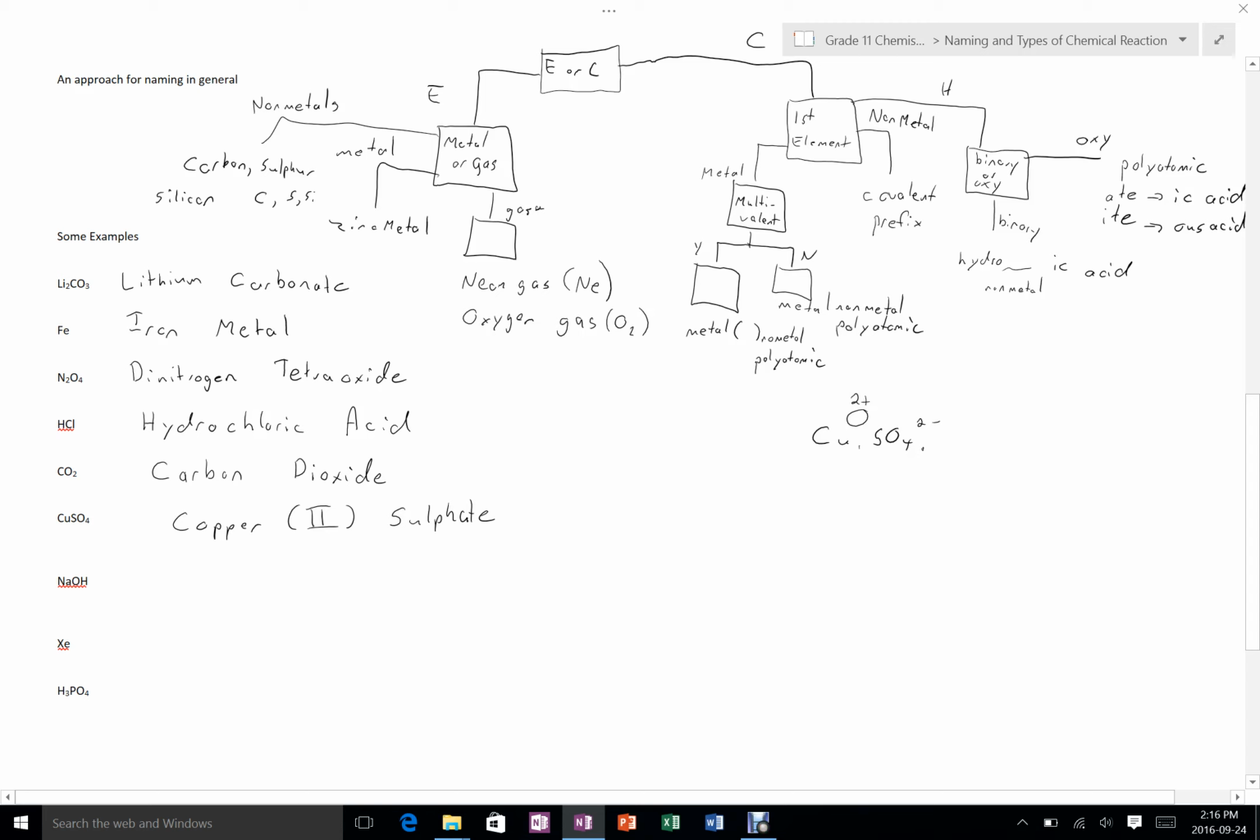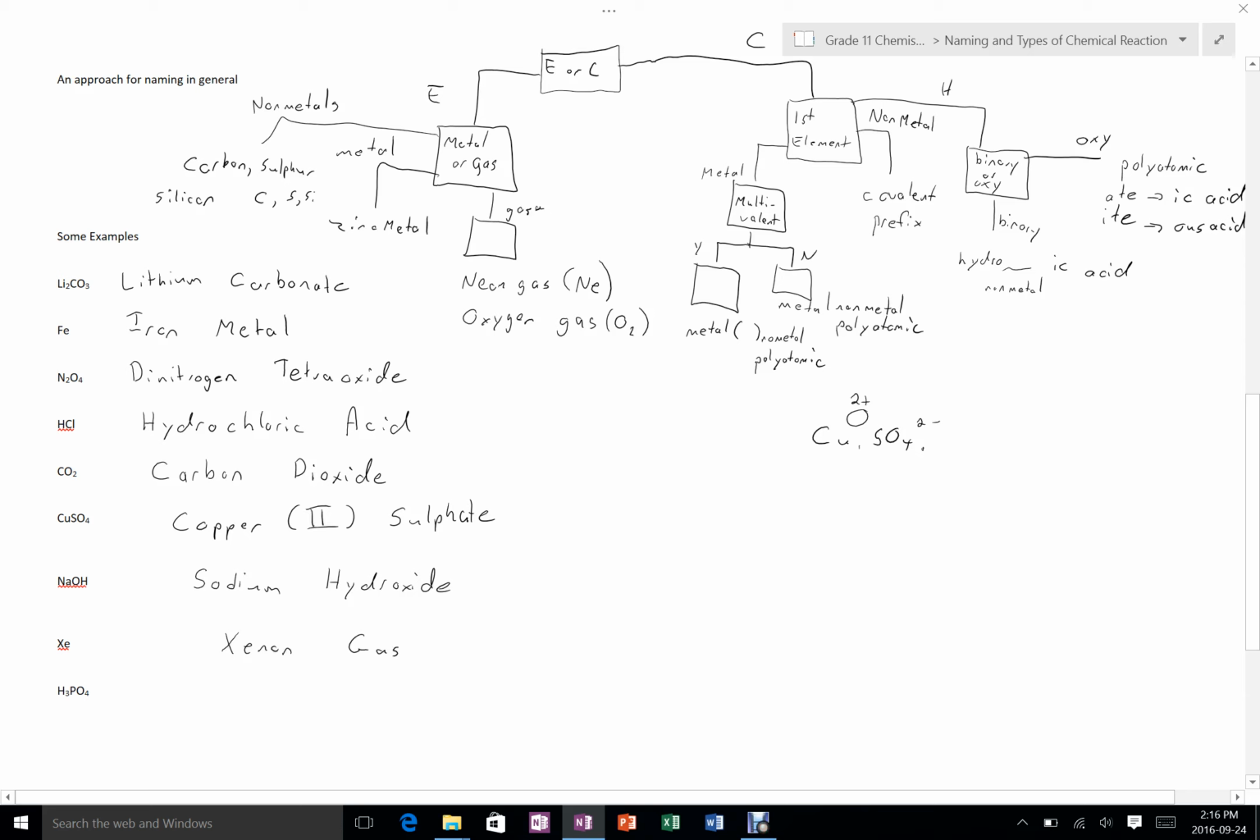Compound, first element is a metal. It's sodium. Sodium is not multivalent. So this is a metal and a polyatomic. So this is sodium, no brackets here, not multivalent, hydroxide. Xe is an element. It's a gas. It happens to be one of the noble gases. That would be xenon gas.